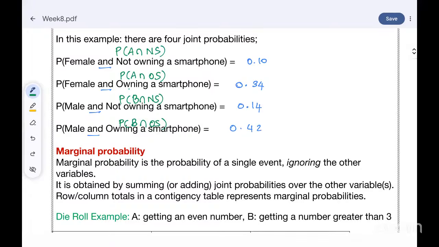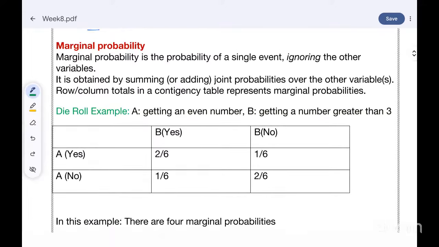What does that mean? Suppose, for example, the same example which we considered earlier, where A is the event of getting an even number when rolling a die and B is the event of getting a number greater than 3. Okay, so this is the contingency table we had. Now what is the marginal probability? How do we get it? They are the row totals and column totals. So what is the row total here?